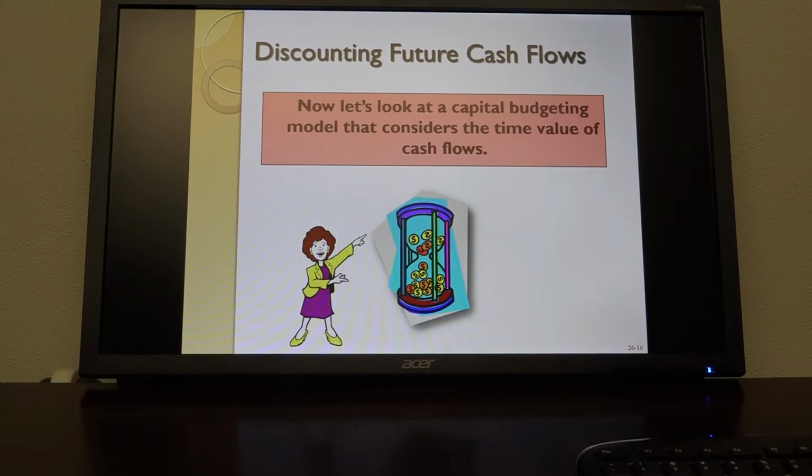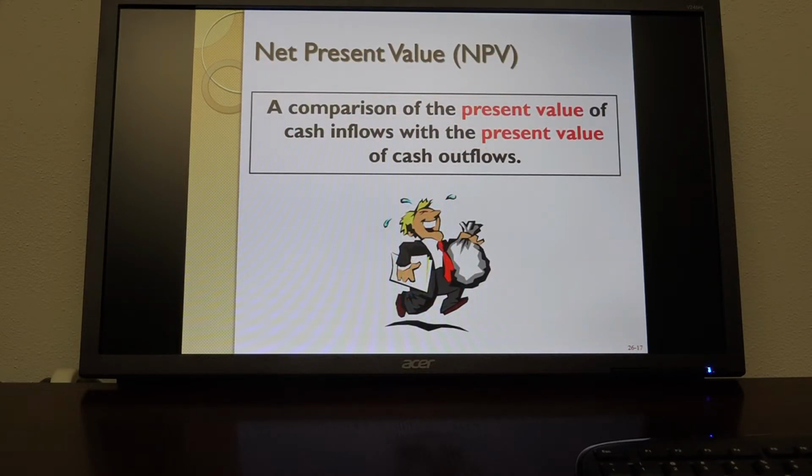Now, a more sophisticated and probably the appropriate method to use in major capital expenditures involves discounting future cash flows and comparing the discounted future cash flow over whatever the life of the asset is, or the capital project is, with the cash outlay spent on the capital expenditure. And so this involves something called net present value. Net present value is a comparison of the present value of cash inflows with the present value of cash outflows.